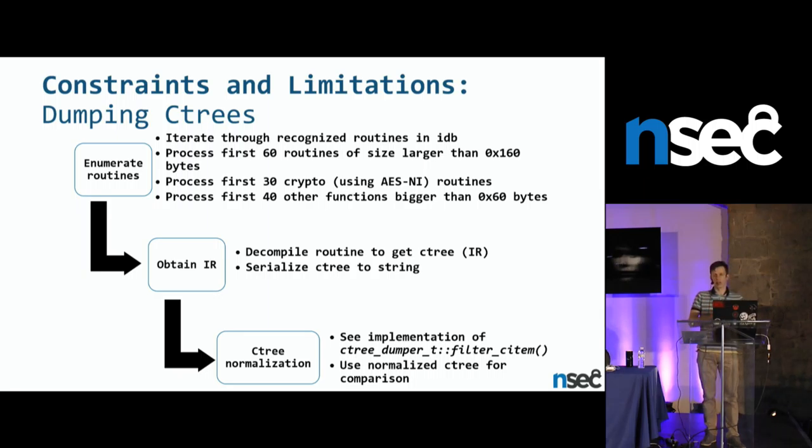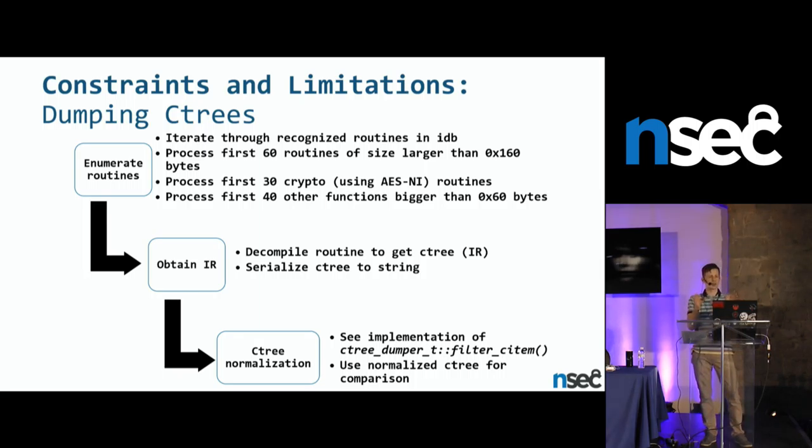Once we find the function, we decompile it using the Hex-Rays Decompiler. As a result, we obtain an intermediate representation, the ctree, and we serialize the ctree to a string. But before serializing, we do ctree normalization. Normalization is important to make sure that similar functions have the same ctrees.